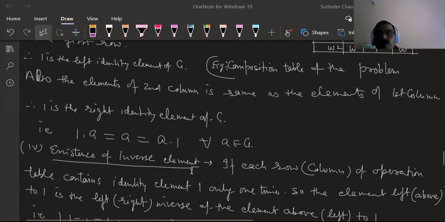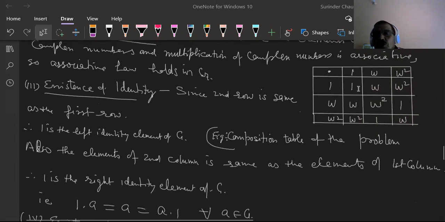Next is existence of inverse element. Each row has different elements and the identity element exists in each row. This is the first row, it is here. In the second row, it is here. In the third row, it is here. Similarly in the columns: in the first column, it is here; in the second column, it is here; in the third column, it is here. Now this element is 1. So A into B is equal to 1, and this will act as a left inverse of this one. And B into A is equal to 1, so this one acts as a right inverse of this one.